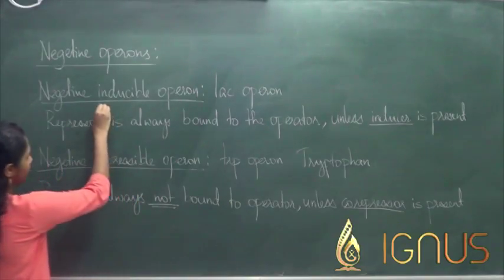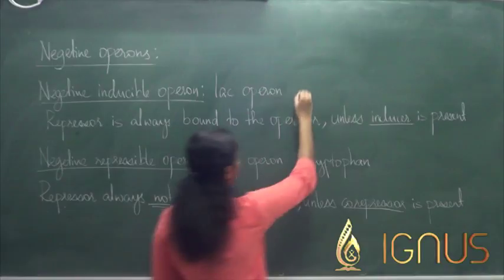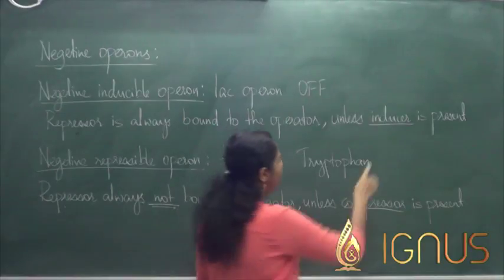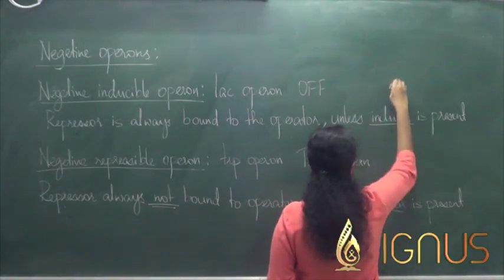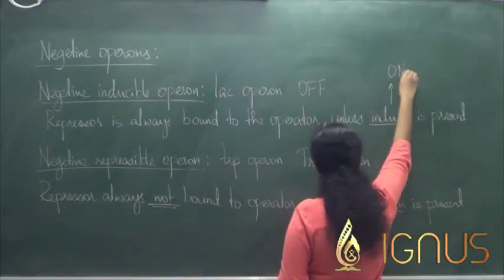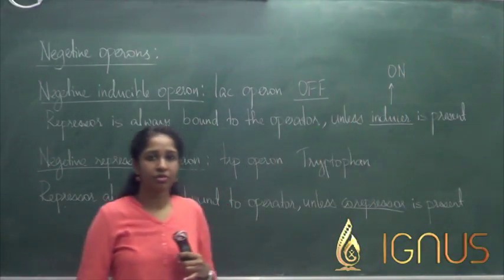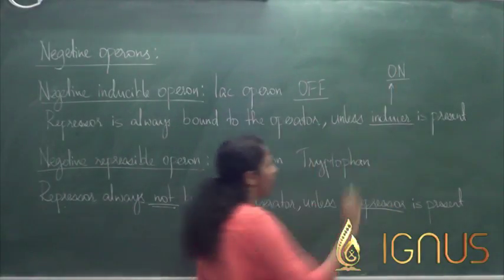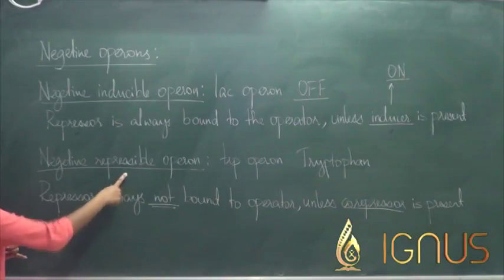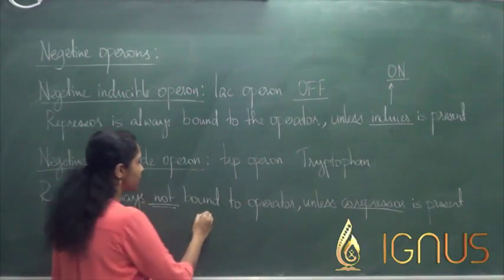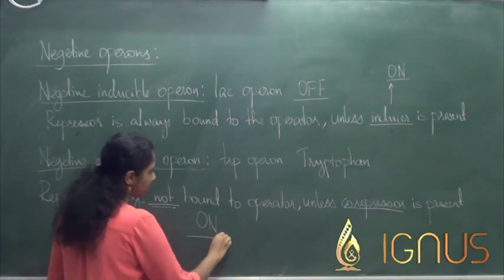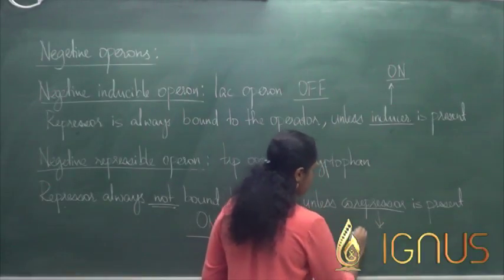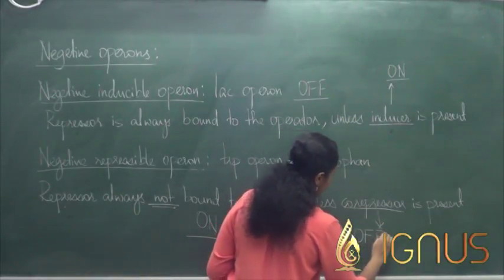So in the inducible case, the operon is always off, and it becomes on only when the inducer is present. Always the operon is off. Only when the inducer is present, the operon is on. In case of the repressible operon, the operon is always on. Its natural state is that it is always on, but whenever the co-repressor is present, the operon is off.